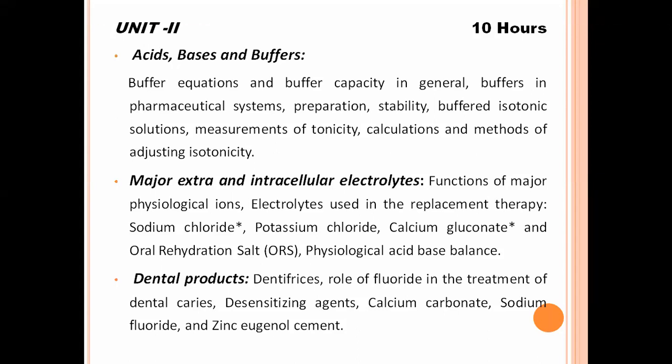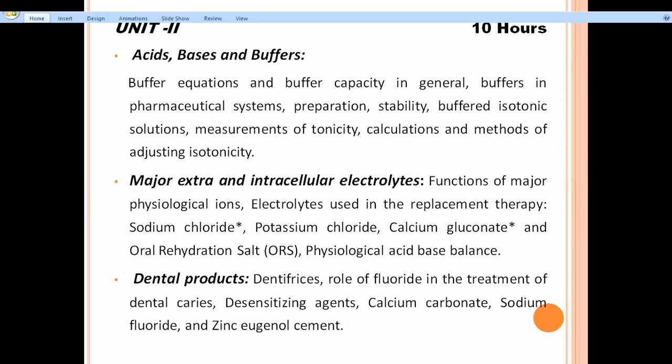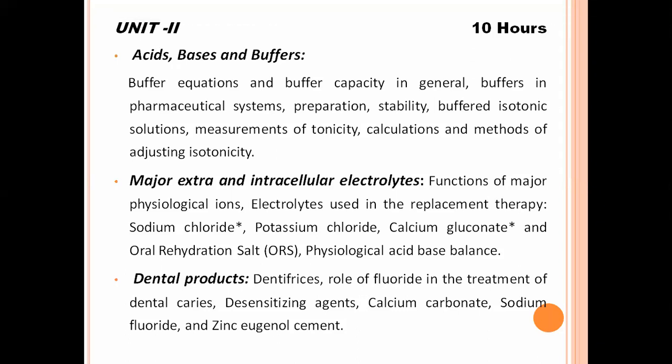In that, acid bases and buffers we have to study. What is meant by acid, what is meant by base, what is the role of acid bases in pharmaceutical systems, which buffer systems, what is meant by buffer, what is the role of the buffer, which buffer systems are used to maintain the pharmaceutical system. What is meant by isotonicity, everything we have to study in acid bases and buffers. Next is the major extracellular and intracellular electrolytes, that is the second subunit in unit 2. So first we'll start unit 2, and in that the first subunit, acid bases and buffers.